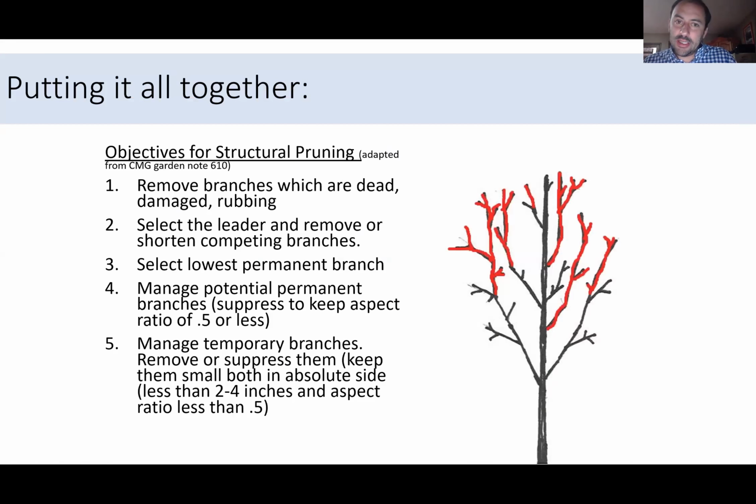So here, if you're screenshotting stuff, this is kind of my summary. If we were face-to-face, I'd give this to you as a handout. This was the card I would take with me when I would do pruning. This is how I would order my objectives, how I'd organize my pruning to make sure I met my objectives and didn't prune too much. We're going to remove branches that are dead, damaged, or rubbing. We always do that. After that, we select a leader or move or shorten competing branches. We pick our lowest permanent branch. We then manage potential permanent branches to keep them half the size of their parents or less. And we manage temporary branches to keep them smaller than half the size of their parent and to remove them before they get bigger than 2 to 4 inches. Maybe we keep them small or wait to remove them. So that's my little cheat sheet that I'd bring out into the yard with me if I was doing pruning.